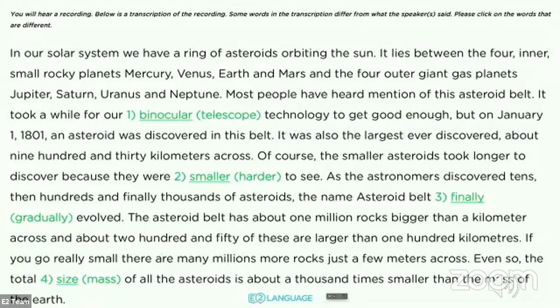The speaker said telescope. If you clicked on smaller, that's different to what the speaker said. The speaker said harder. Finally, he said gradually, and size was incorrect. He said mass. So if you got all 4 of those, well done. Usually the texts, by the way, in the real exam will be smaller than this.